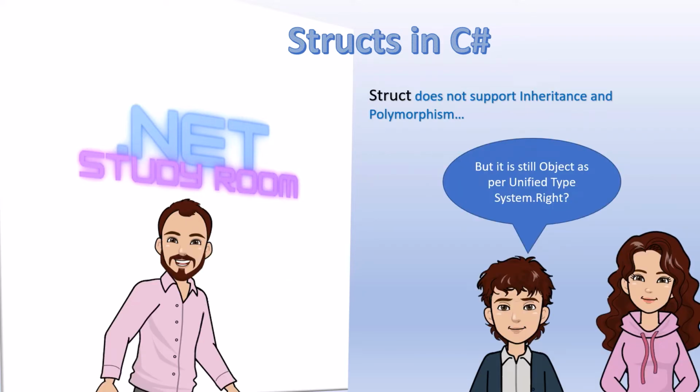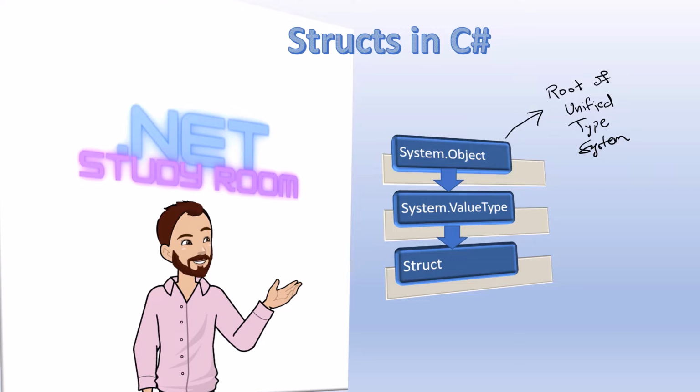But Mark, a struct is still an object in C#, as per the unified type system, right? Yes, indeed. The struct type in C# derives from the System.ValueType. And System.ValueType derives from System.Object. So, this conforms to the concept of unified type system of C#. Struct indirectly derives from the common root, object.